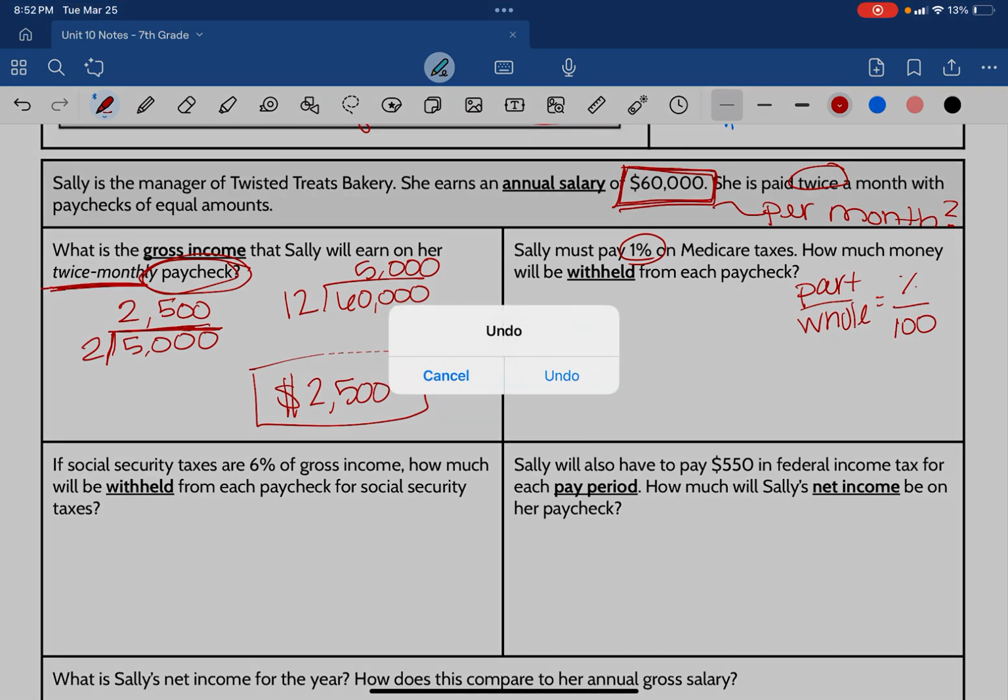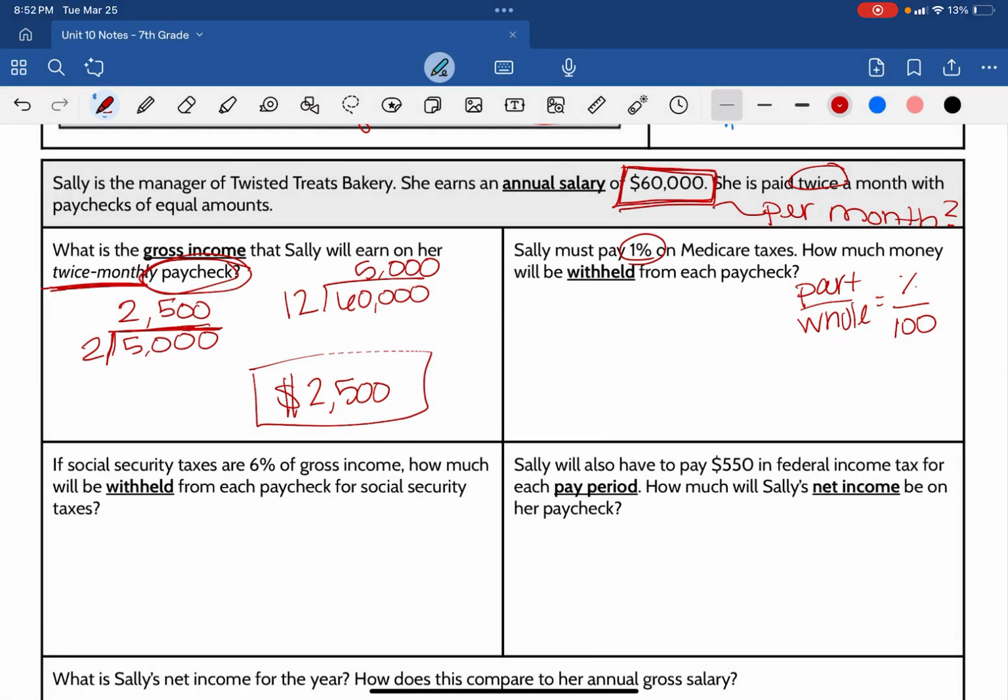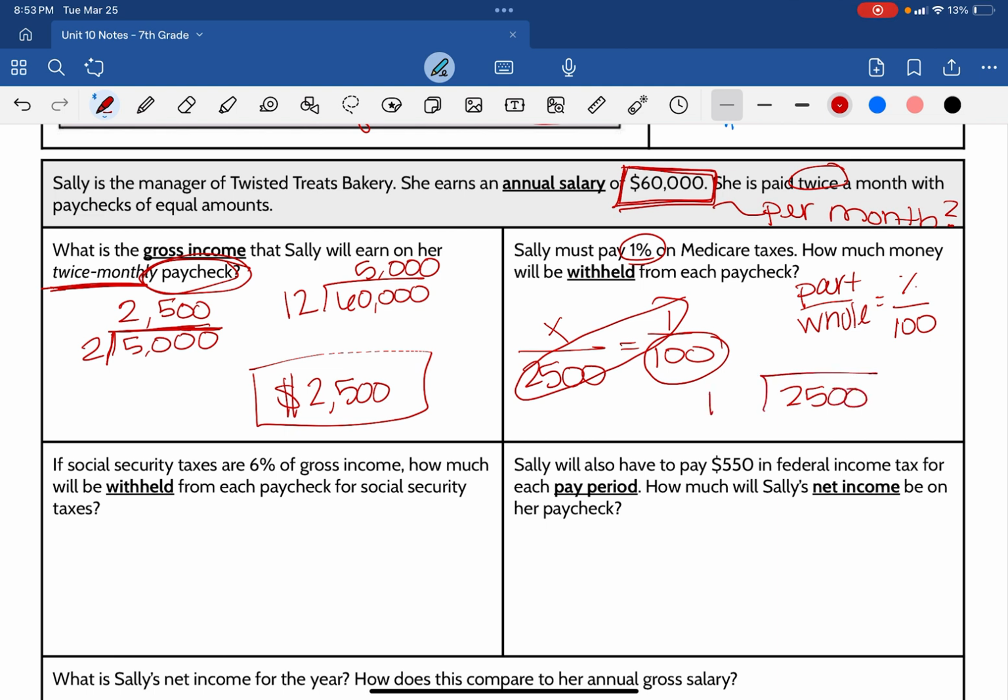So they tell me my 1%. They tell me my gross income. So this is my whole number. I need to know what my part is. What is coming out of this? 1 out of 100. We're going to multiply and then divide. So 2,500 divided by 100 is 25. So how much money is being withheld for Medicare? $25.